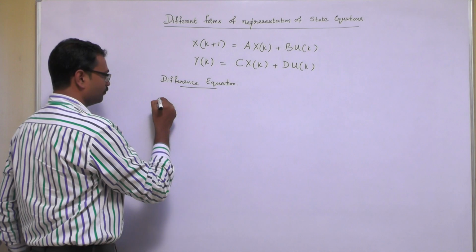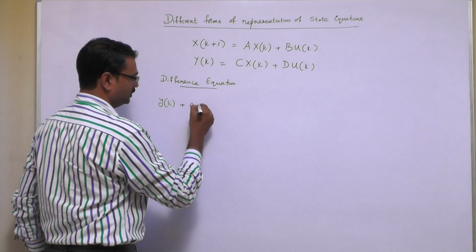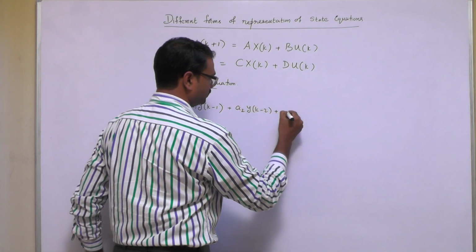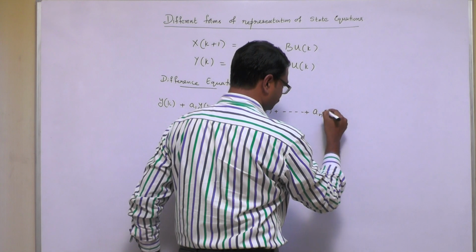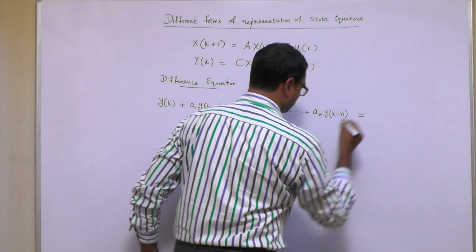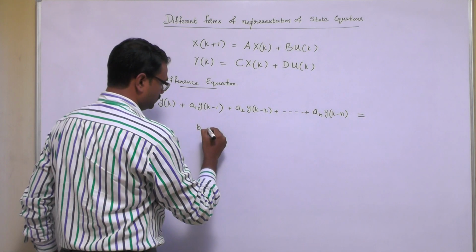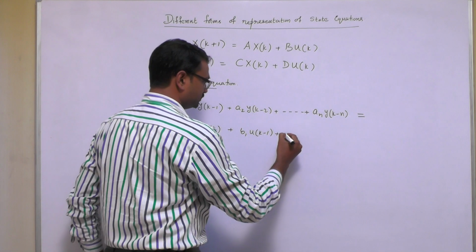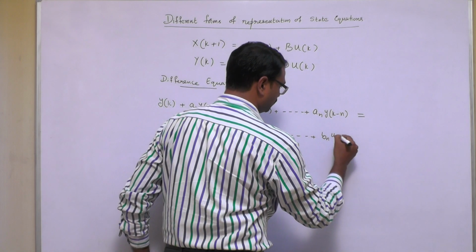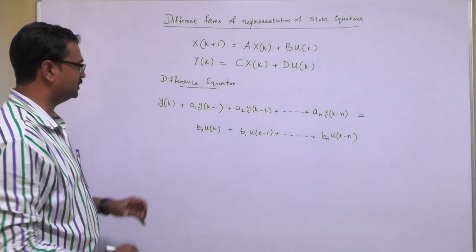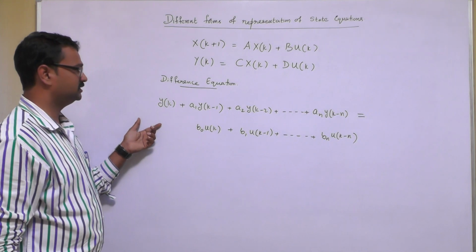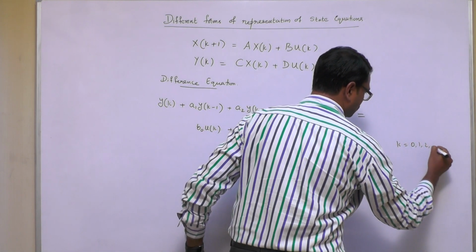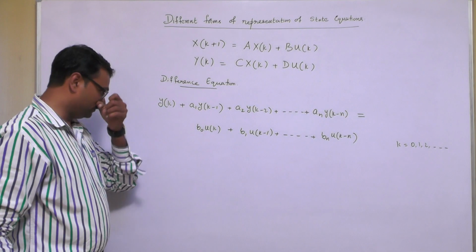The difference equation, let us say: y of k plus a1 y of k minus 1 plus a2 y of k minus 2 plus so on plus an y of k minus n is equal to b naught u of k plus b1 u of k minus 1 plus so on plus bn u of k minus n. For example, let us consider this linear time invariant system represented in the difference equation form, and k is from 0, 1, 2, so on up to infinity, where k is the various instants of time.